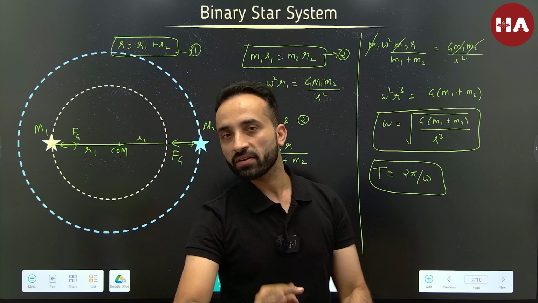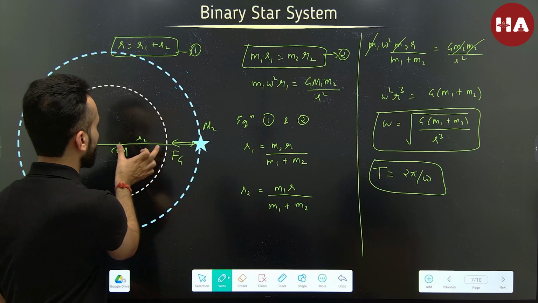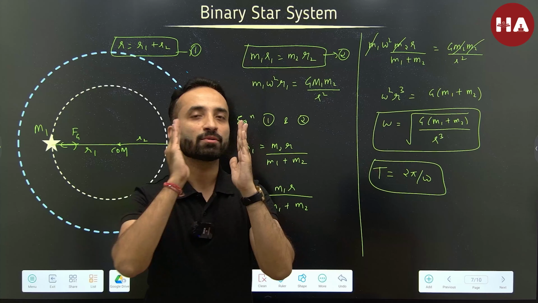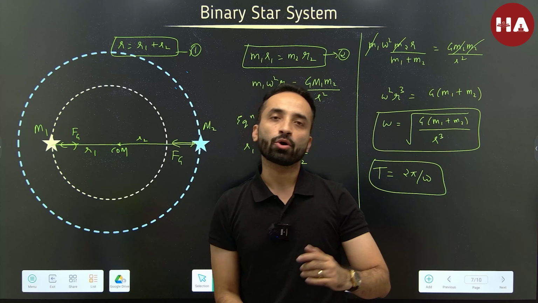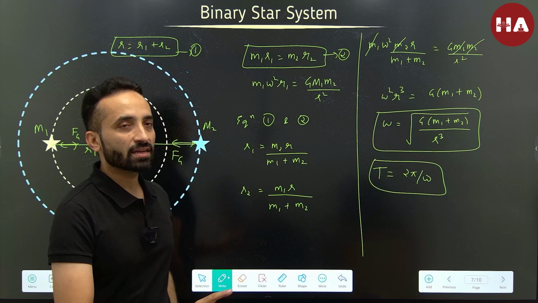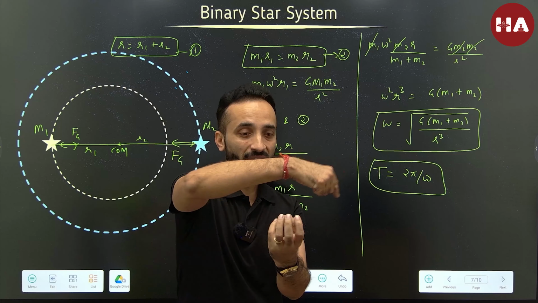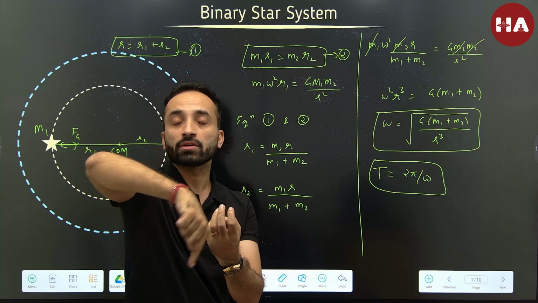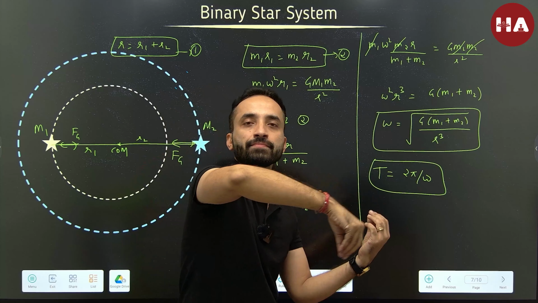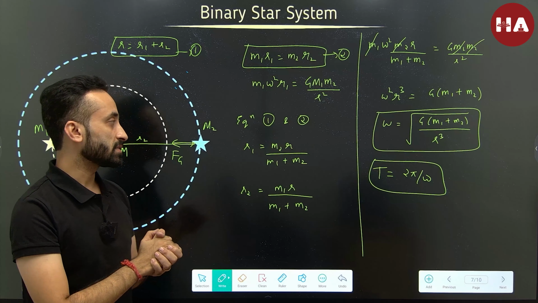Just for your general knowledge, you should know that here the time period does not depend on the particular radius, right? It only depends on the distance between the stars, but it does not depend on their individual radii about the center of mass. So that's about the binary star system, where we are not assuming that one heavy object is fixed and the other one is revolving around it, but rather they are both revolving in this fashion. Okay, so that is how this is working.